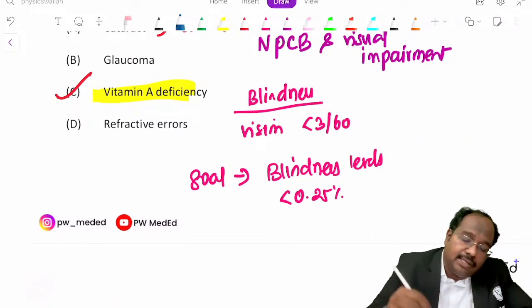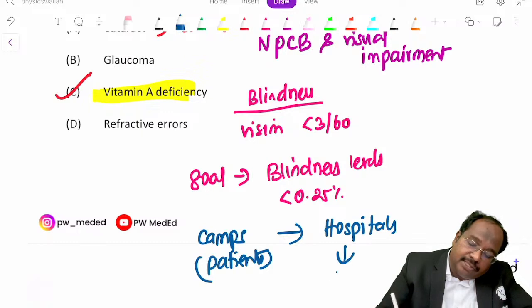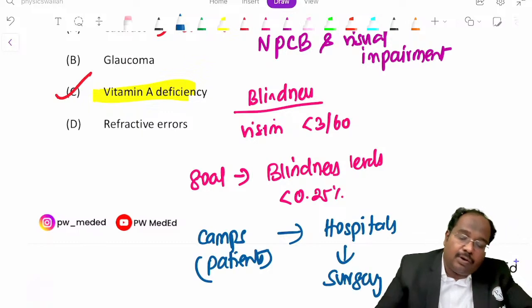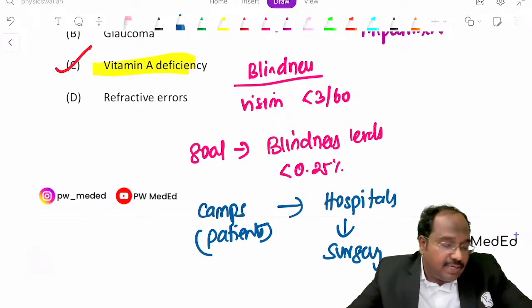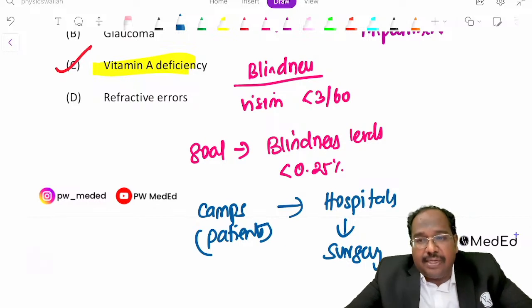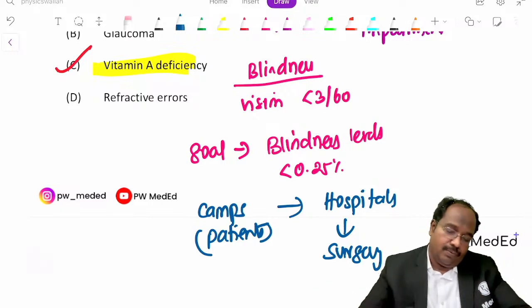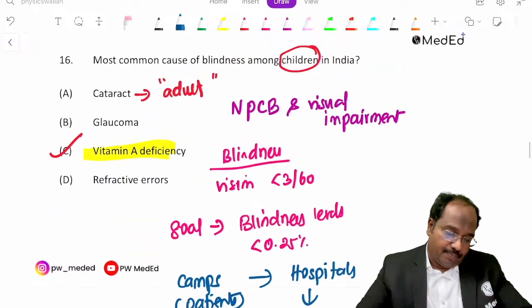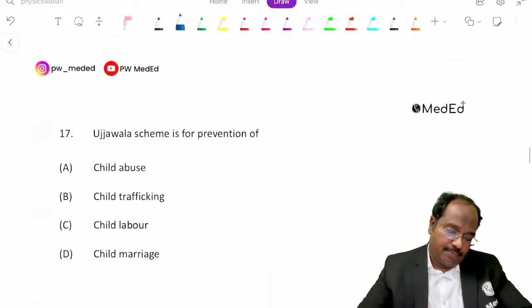That is why they are running these camps. They bring patients from the camp to hospitals for surgery, then take them back to the villages. Nowadays we provide fixed facility surgery. Previously they used to do the surgery in mobile vans. This is the National Program for Control of Blindness and Visual Impairment, guys.